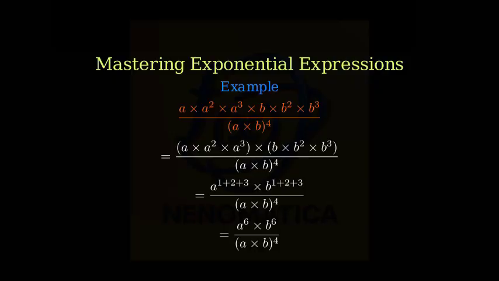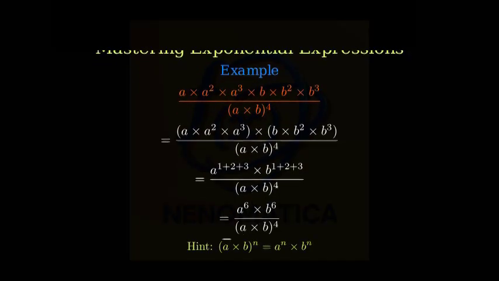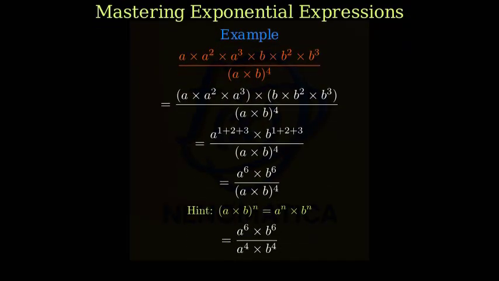Step 3. Now, let's focus on the denominator. When we raise a product to a power, we distribute that power to each factor. So, open parenthesis, a times b close parenthesis to the fourth power becomes a to the fourth power times b to the fourth power. This gives us a to the sixth power times b to the sixth power, all over a to the fourth power times b to the fourth power.